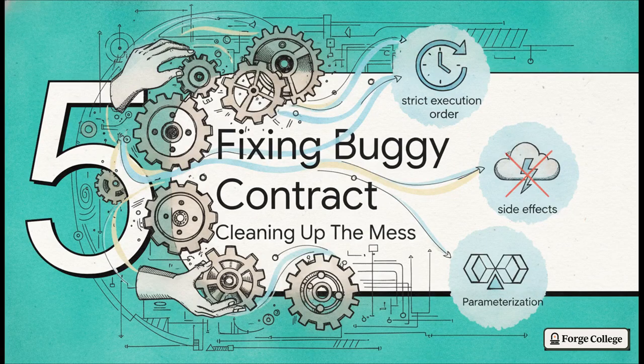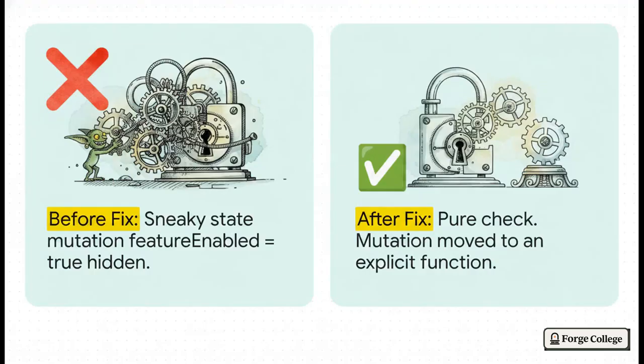Section 5, Fixing the Buggy Contract. Time to clean up this mess. Armed with our newfound knowledge of strict execution order, the dangers of side effects, and the elegance of parameterization, let's look at the before and after fix. See the old code? We had feature-enabled equals true sitting right inside the modifier. That was our gremlin. It was sneaking a state mutation right in before the required check and the underscore. We fixed this by completely ripping that sneaky state mutation out of the access modifier. The modifier is now purely a check. Require message sender equals owner, and then the underscore.